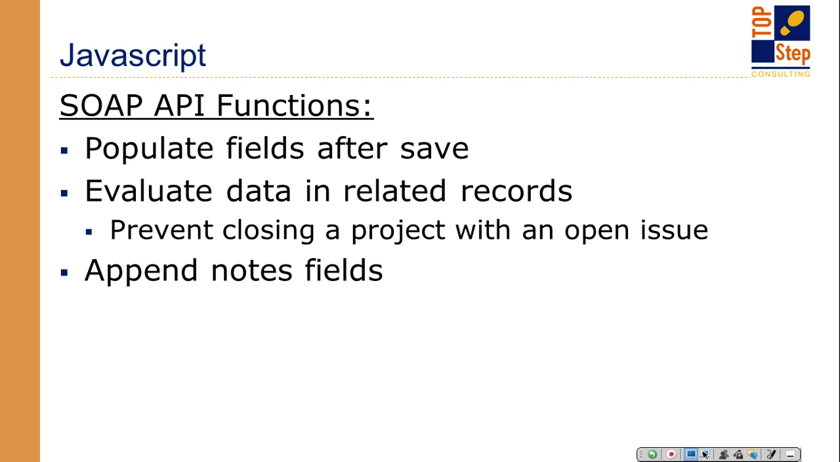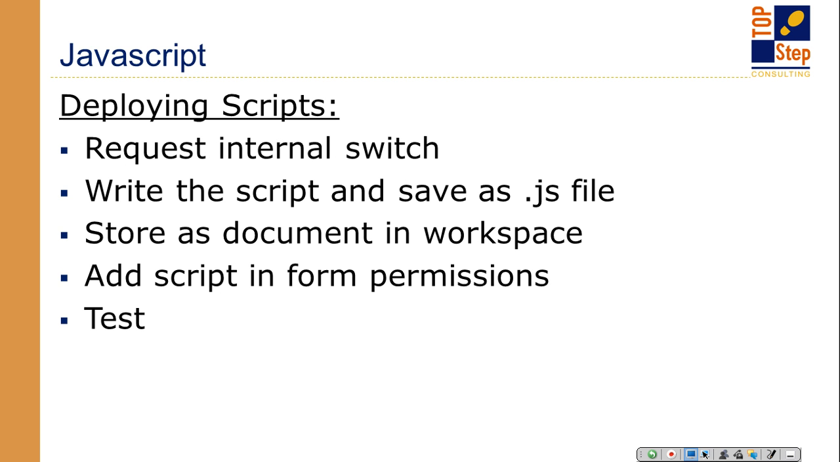All right, so what does it actually take to turn this on and start using it? First of all, you have to request the internal switch. I think the switch off the top of my head is enable users to run scripts from form permissions. It's something close to that. If you tell them you want to use JavaScript or scripting, they'll know what you mean. You're going to write the JavaScript. This assumes you know JavaScript or someone you work with does. You're going to save it as a .js file. It's effectively a text file. You save it as a .js. I'll show you that. You're going to store it in a workspace and then add it to form permissions and test it.